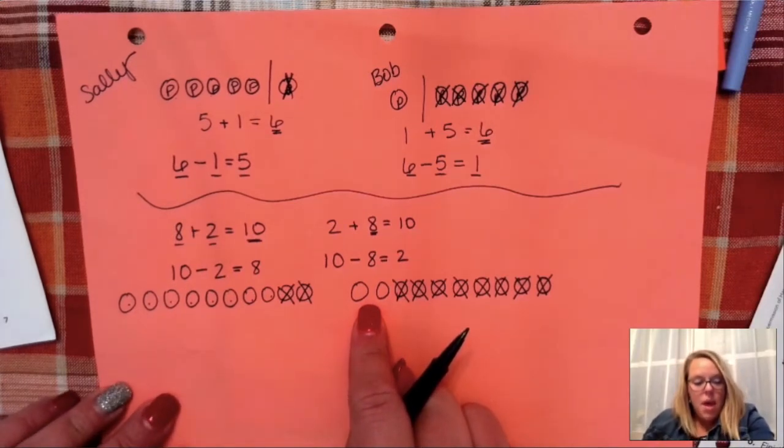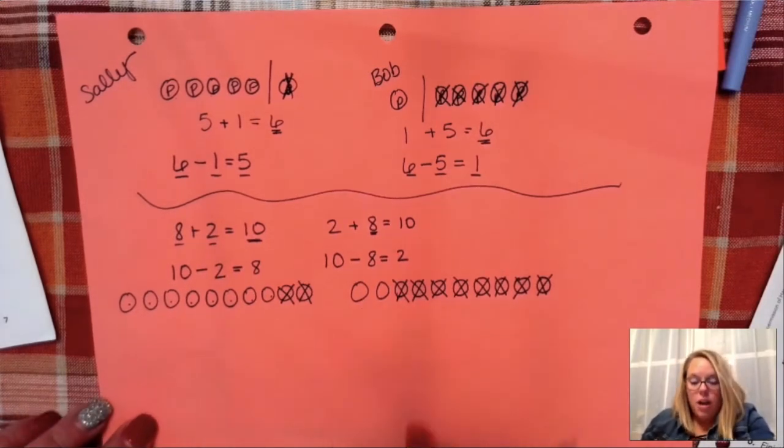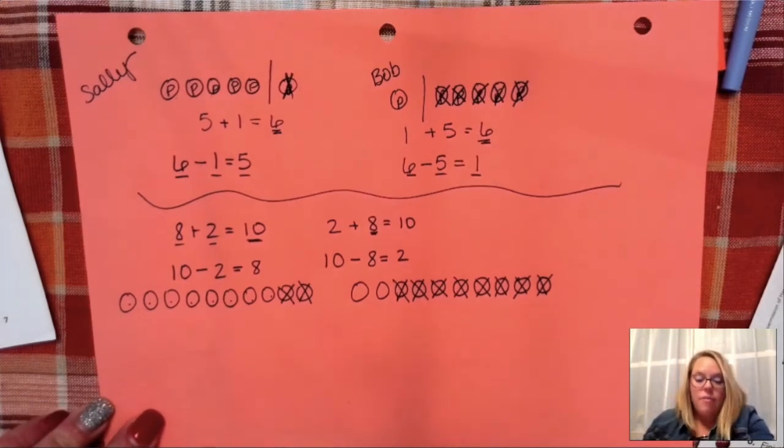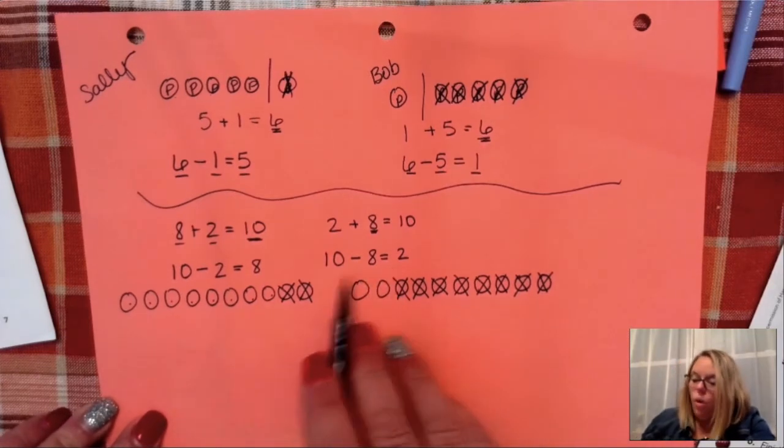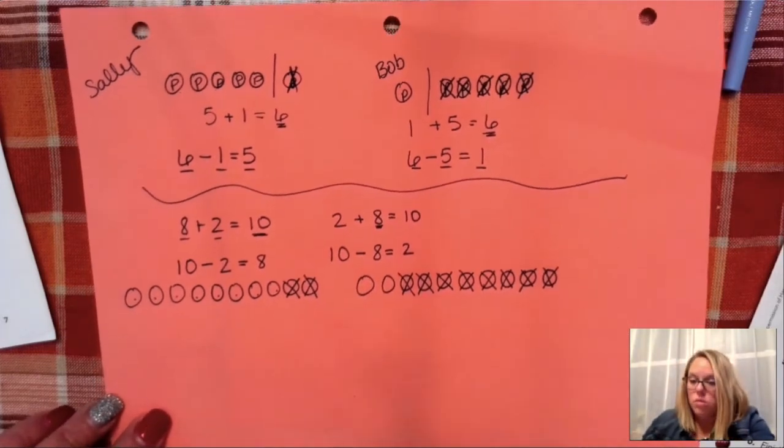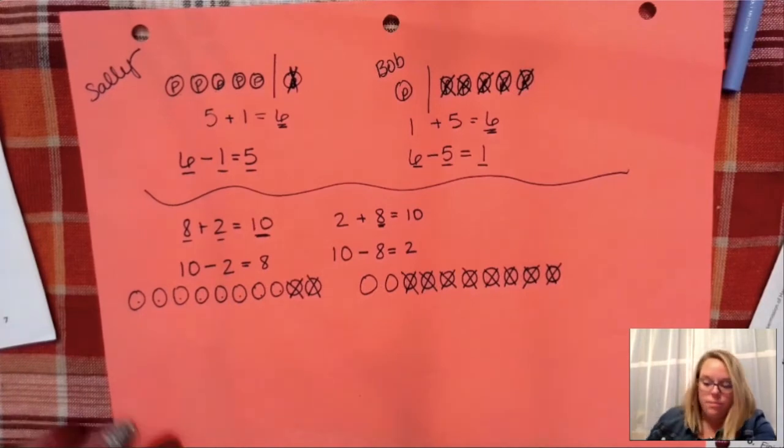Okay. Remember that the addition and subtraction fact family that uses the 3 different numbers is always going to have 2 addition facts and 2 subtraction facts. And these are the only 3 numbers you can use. You cannot use a different number.